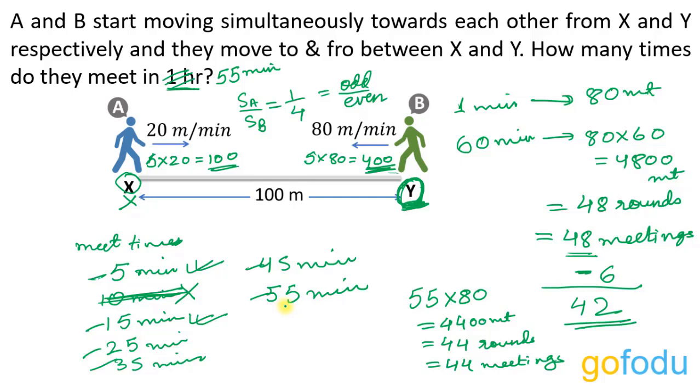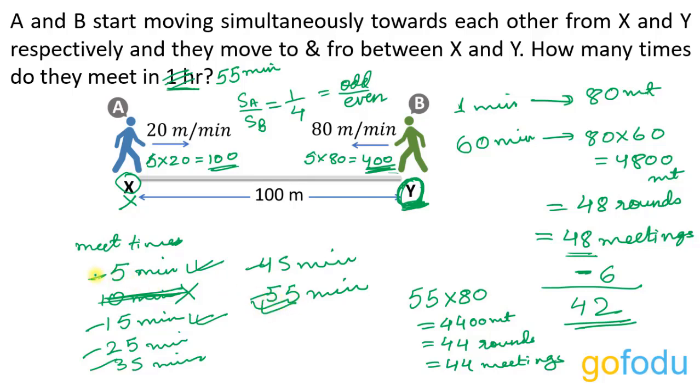Why? If they had continued their motion even after 55 minutes, then this meeting at the 55th minute would have been common to the round before and the round after. This would have been a common meeting for 2 rounds, so we would have subtracted it. But as this is the last meeting, they do not continue their motion afterwards. We will have to count this 55th meeting.